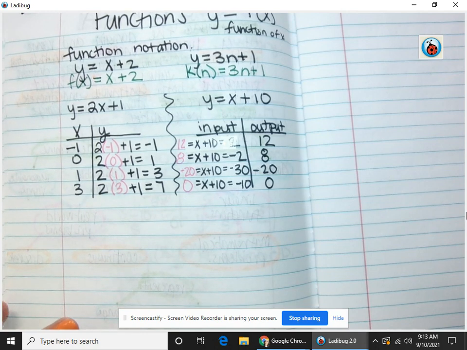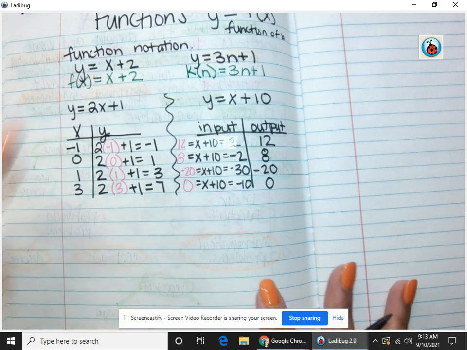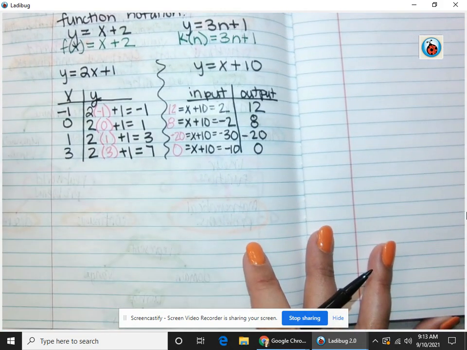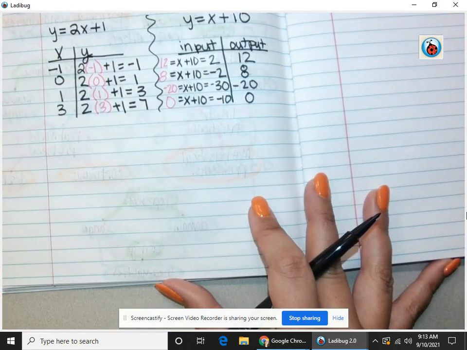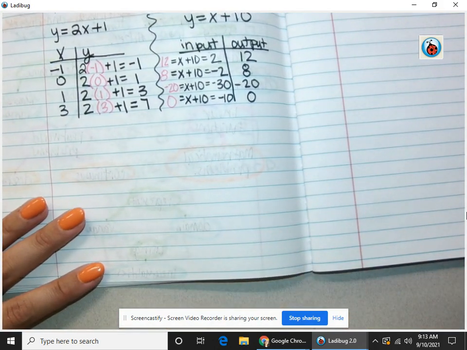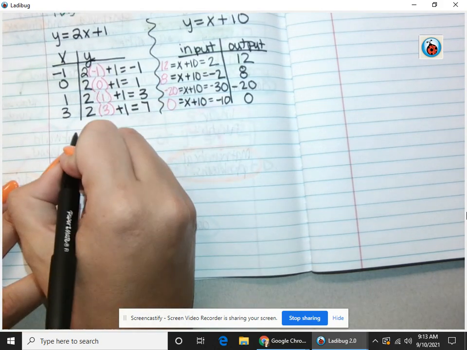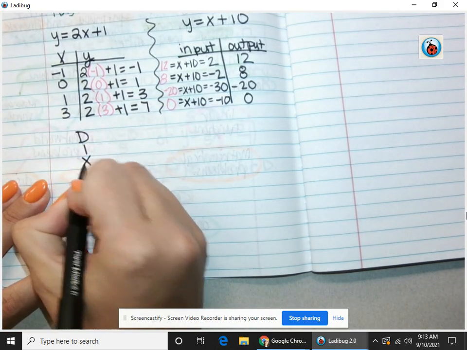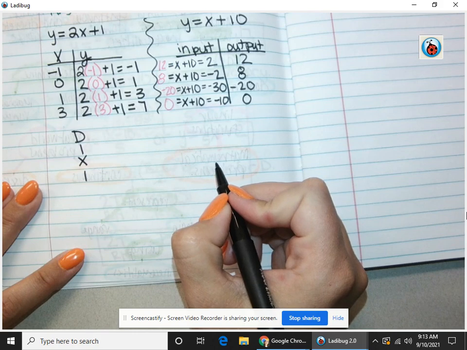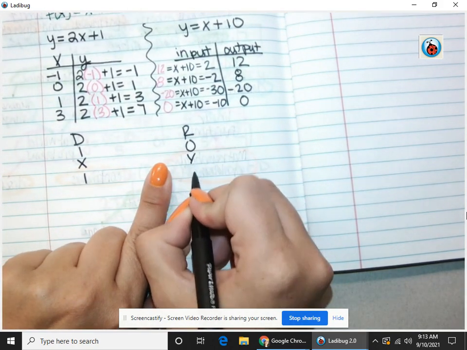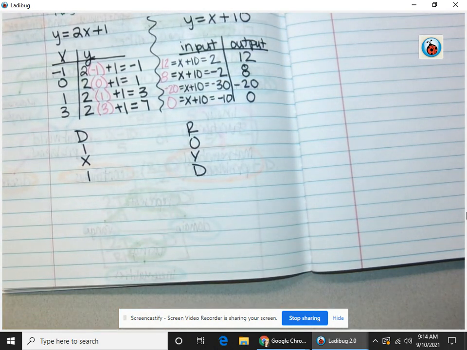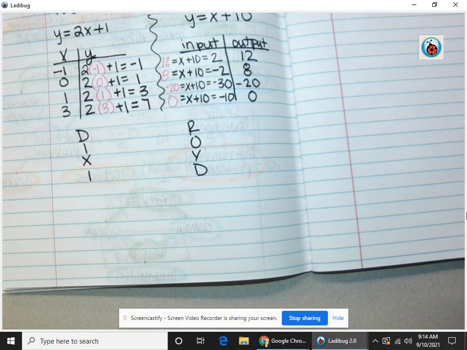We use an acronym to remember all of our little hints on domain and range, because that's what we're getting into today: domain and range with functions. We use DIXI ROYD, D-I-X-I and R-O-Y-D. DIXI ROYD.